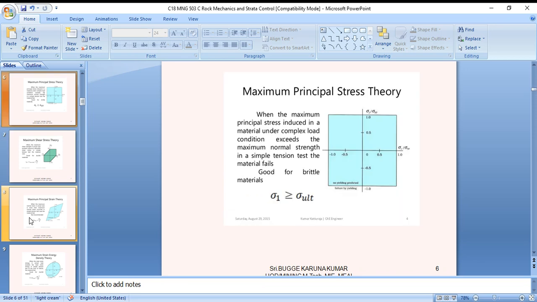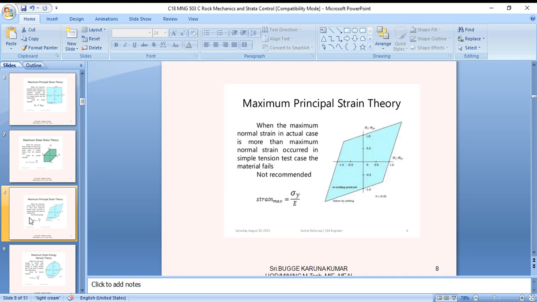So you can choose which theory is better for which material based on these two. And the maximum principal strain theory is also one of the better theories for rock failure criteria. It applies when the maximum normal strain in the actual case is more than the maximum normal strain occurring in a simple tension test of the material, but it is not recommended.